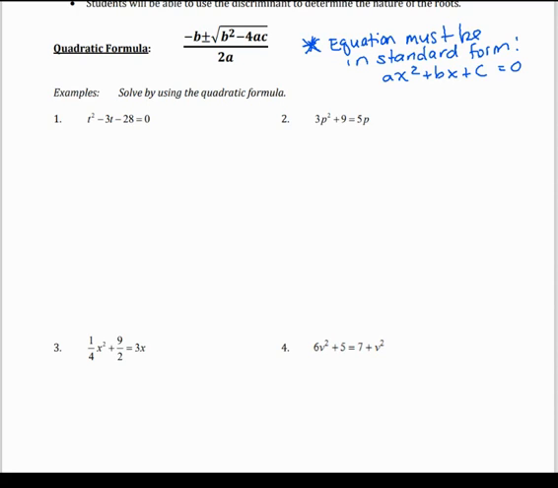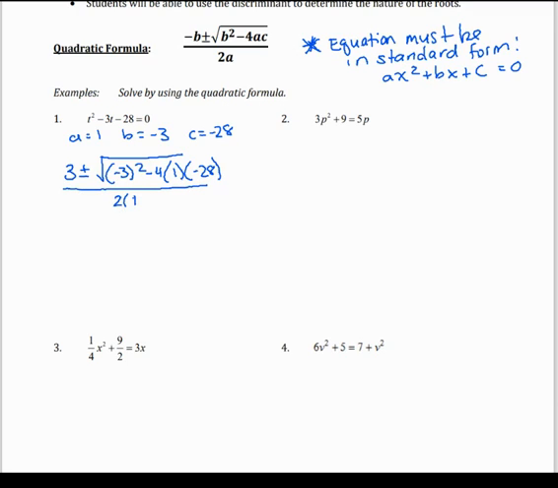So the first one is very nice because it's already in standard form. So my a value is 1, my b value is -3, and my c value is -28. So we'll plug that right into the formula. Negative b will be -3, which is +3, plus or minus the square root of b squared minus 4ac. All over, and remember the entire thing is over 2a.